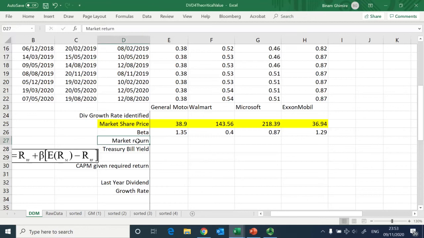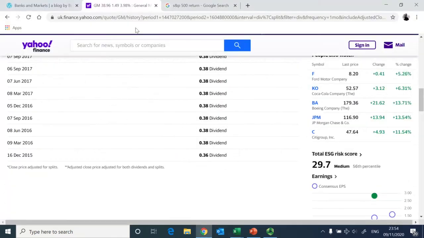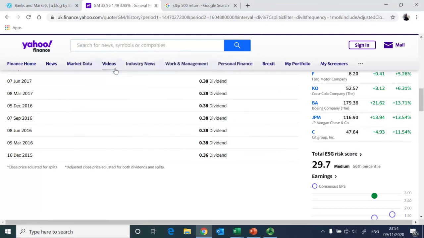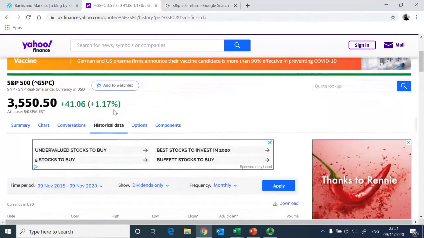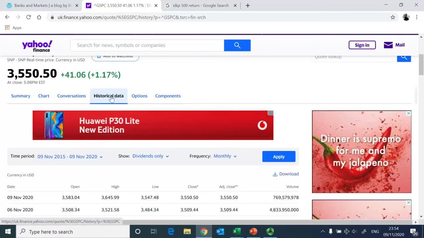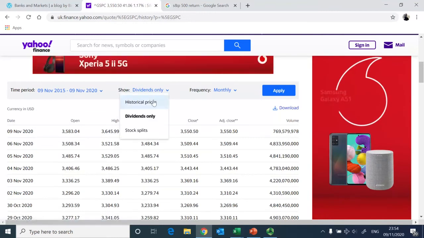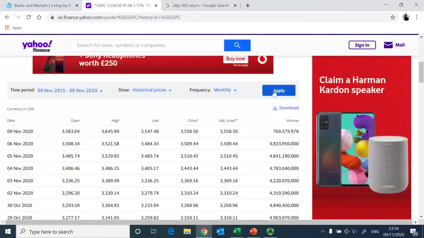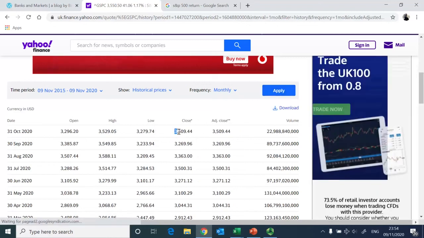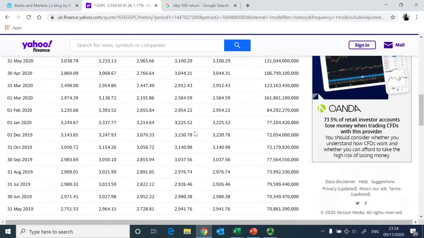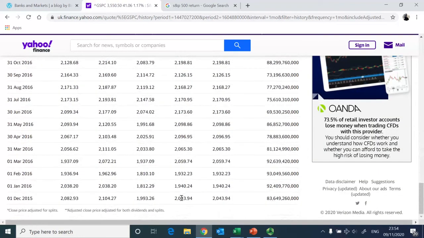First thing first, the market return. I can assume that the market is the S&P 500, so I can go again to Yahoo Finance. I can type in S&P, and then this is the one. For the S&P 500, I will go to historical data, which is here, and then the 5-year period is already here, and historical prices. Monthly is fine. I click apply. I can see 3,509 as of end of October 2020, and in the beginning I have 2,043.